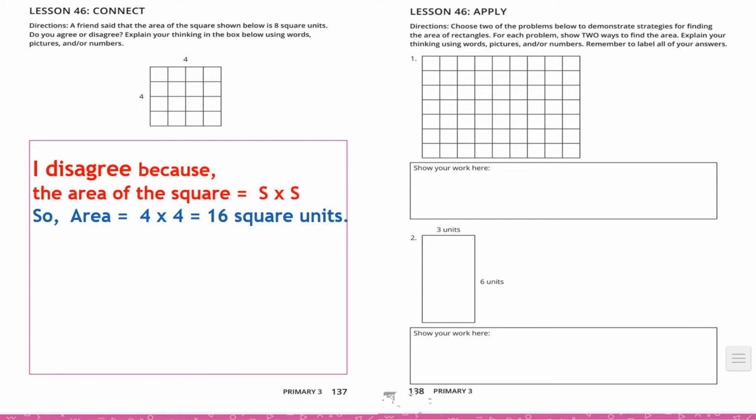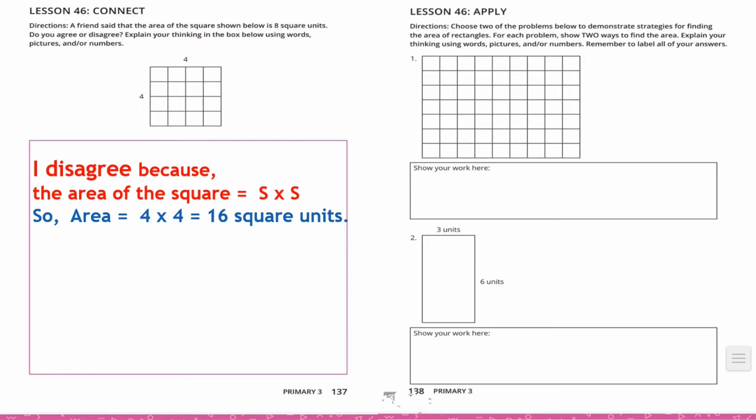So the answer will be I disagree, because the area of the square equals side times side. So area equals 4 times 4 equals 16 square units. Let's move to the apply part.